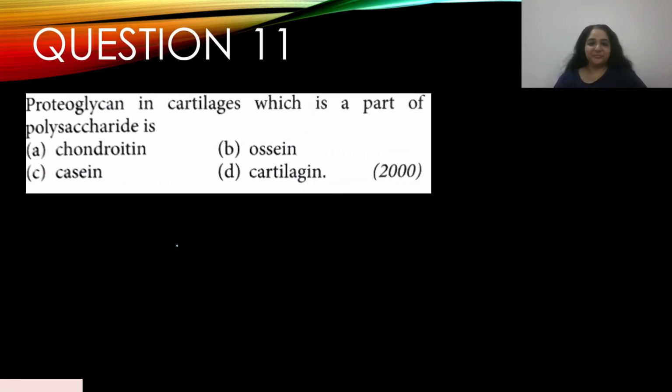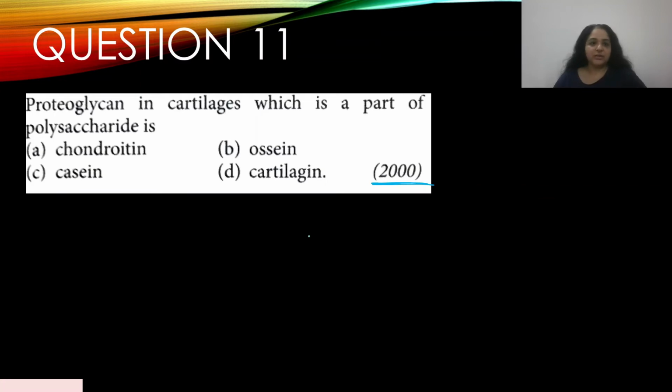Question number 11. Proteoglycan in cartilages, which is a part of polysaccharide. This appeared in 2000. So proteoglycan is the ground matrix or the ground substance, called a matrix, not the movie Matrix. This is like the basic ground substance of a cartilage. It's made up of proteoglycans. Now proteoglycans are a mix of carbohydrates and protein, right? I guess they're asking for the part which is polysaccharide, that means the carbohydrate part.